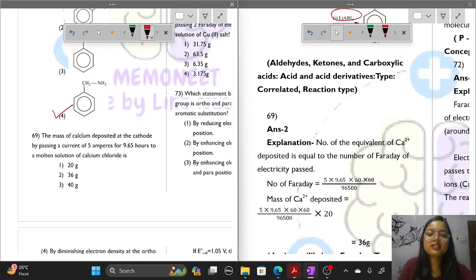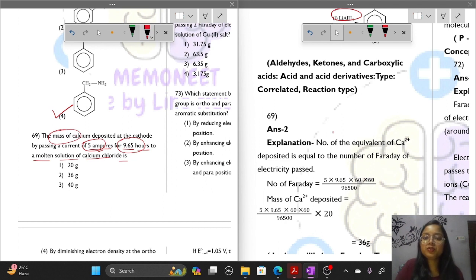In question number 69, what happens? The mass of calcium deposited at the cathode by passing a current of 5 amperes for 9.65 hours to a molten solution of calcium chloride is. The current is given as 5 ampere, time is given as 9.65 hours, and it is asking how much mass of calcium will be deposited.